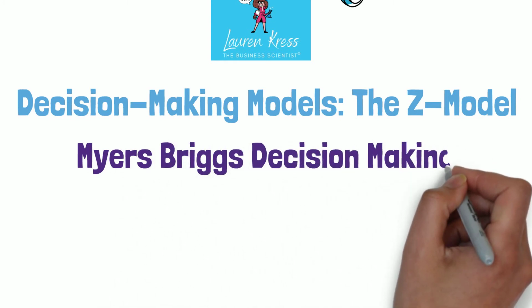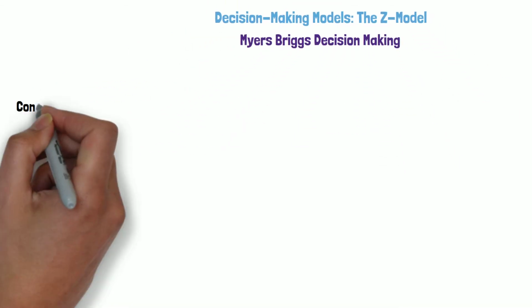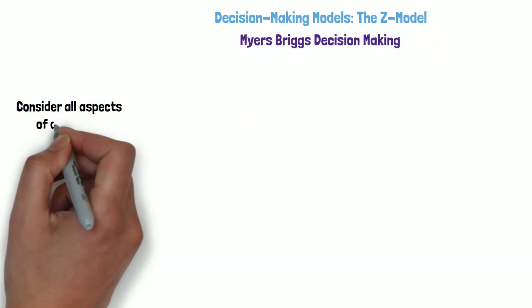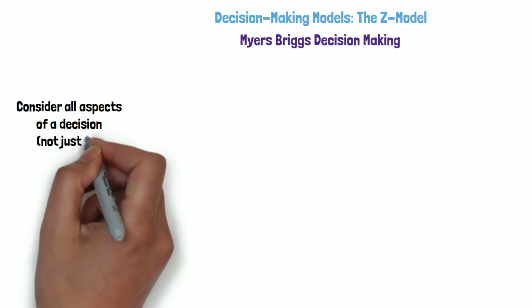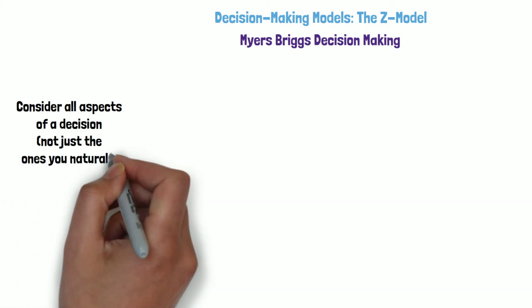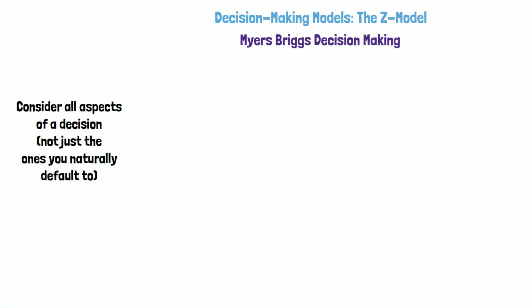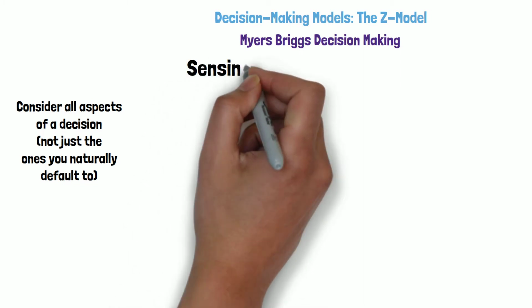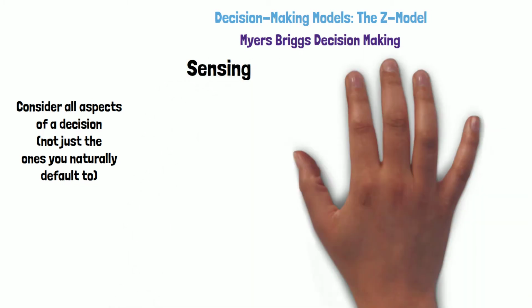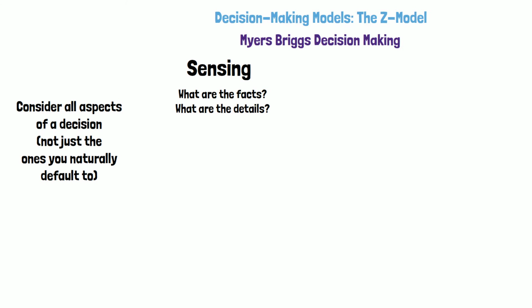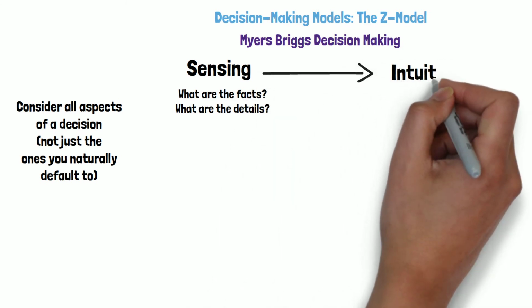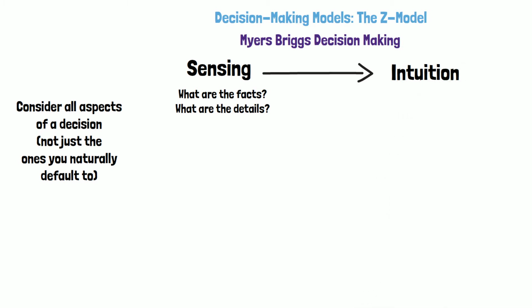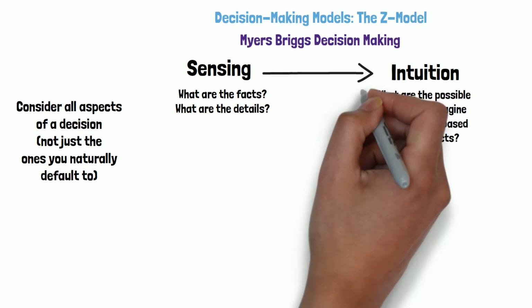But essentially this idea is that we have 4 different ways of making a decision, and we tend to rely on 2 of them rather than all 4. So the 4 different approaches are sensing, where we look at the facts, we look at the details. Intuition, where we look at what are the possibilities? What are all the things that can happen? We're quite imaginative and we get curious about the problem.